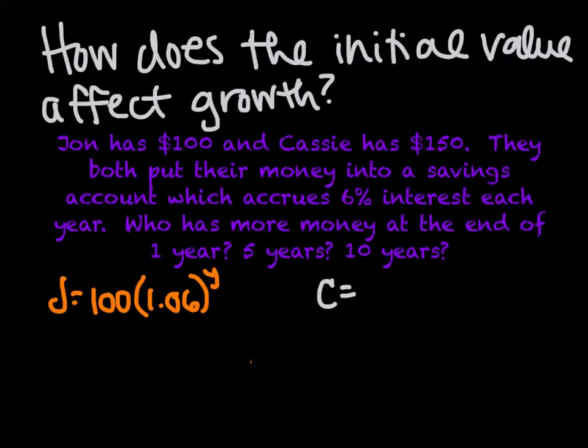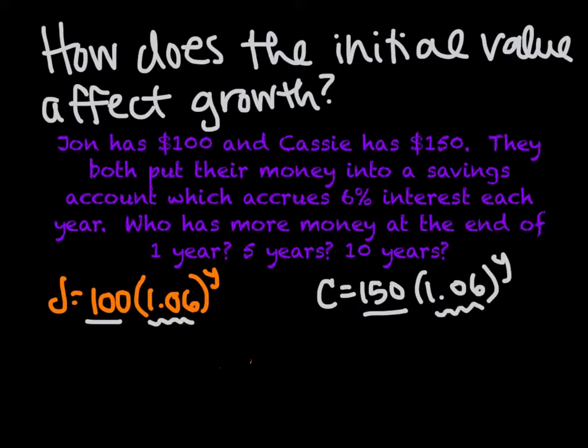Now let's look at Cassie's equation. Cassie, C, has $150 that she starts out with. She also has that same growth factor, 1.06, raised to the y power. Looking at this information, we probably can figure out what is going to happen. For John, is he going to have as much money as Cassie after a year? Probably not. After 5 years? Still, probably not. And after 10 years? Nope, I doubt it. Mainly because he is starting out with a lower initial value than Cassie, and they still have that same growth factor. So that's not looking in his best interest as of right now.